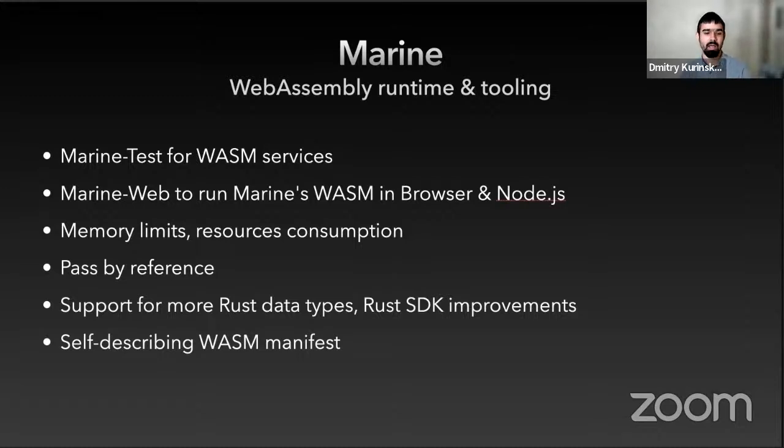Then we implemented, but have not yet delivered or announced, Marine Web, the way to run Marine WebAssembly in the browser and Node.js. This opens the doors to a full-featured Fluence Peers implementation in JavaScript, which we'll do next year, hopefully. And we made a lot of more low-level improvements, like we introduced memory limits. So now memory is constrained for Marine, and resource consumption is better managed. We provided pass by reference and support for more basic Rust data types. Did some Rust SDK improvements, augmented the built WebAssembly with a self-describing WASM manifest, and such things.